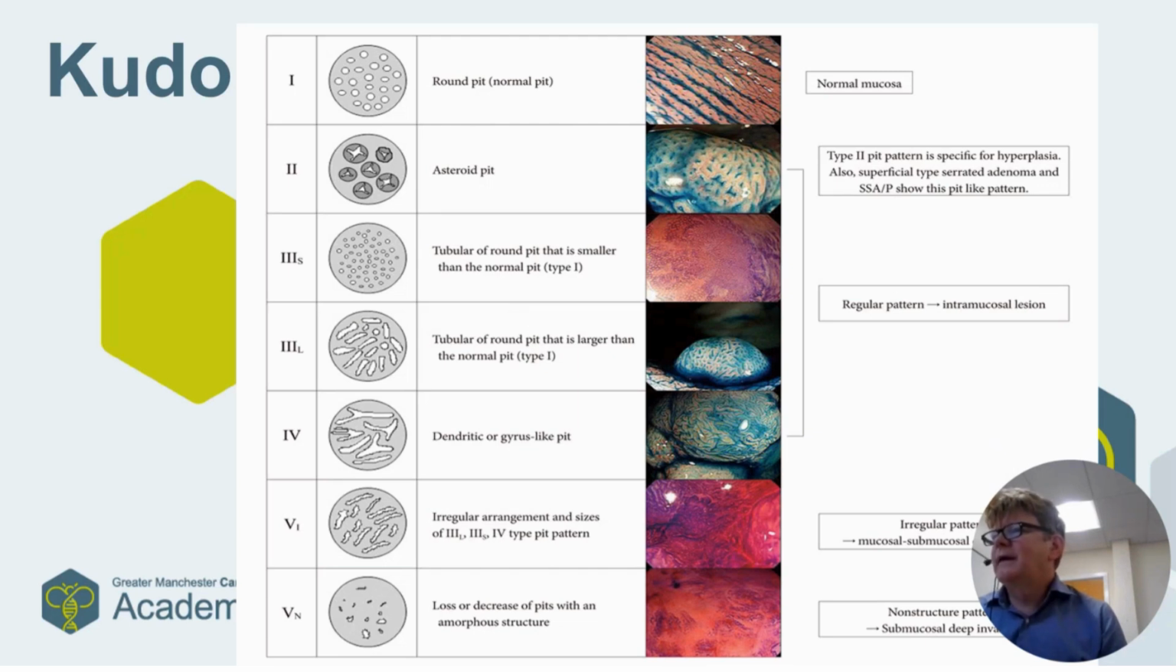And then as a polyp progresses and there are more gene deletions, more unregulated cell growth, then the pattern breaks down and we have this loss of pit pattern in the surface of a polyp, often with increased vascularity too, of course.